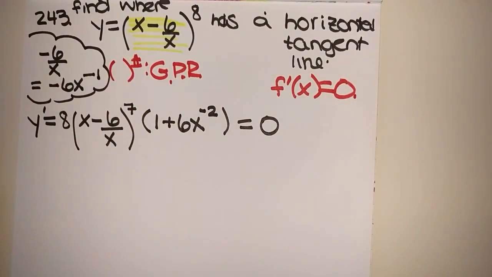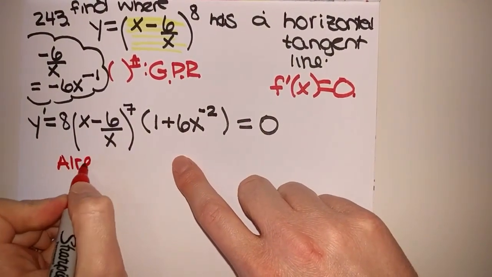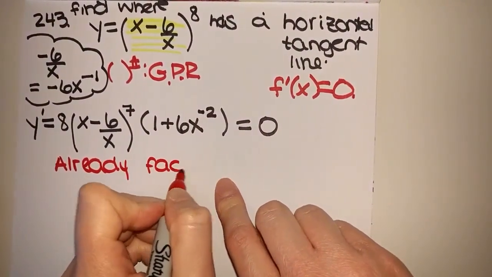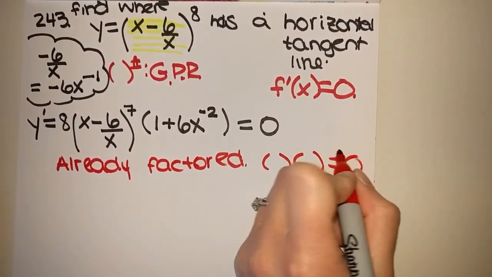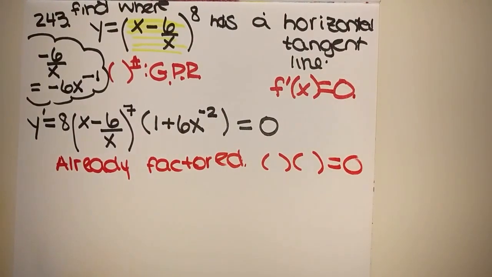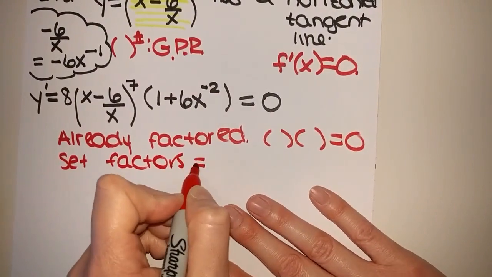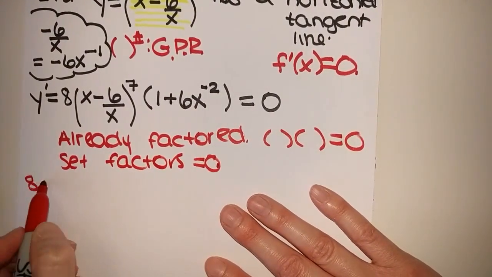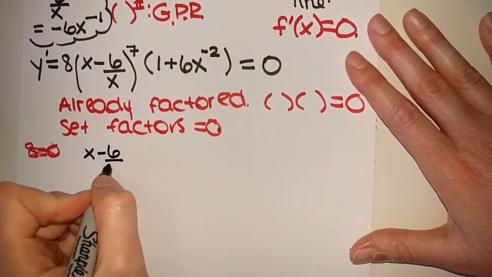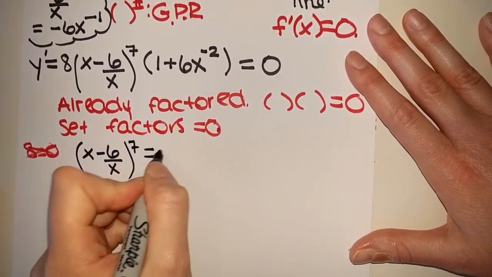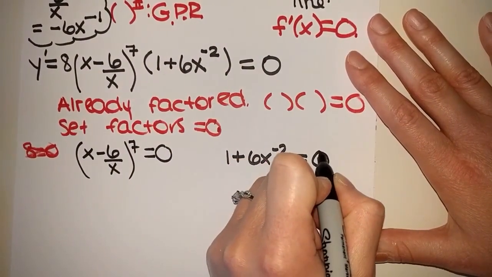Now, please notice there's a very special structure here. You have factored form. So this is already factored. And again, you know it's already factored because you have parentheses is equal to 0. So what you can do is you can just set these factors equal to 0. So you would just set 8 equal to 0, nothing comes from that. And then you would set your (x minus 6 over x) to the 7th equal to 0. And the other factor, 1 plus 6x to the negative 2 equal to 0.